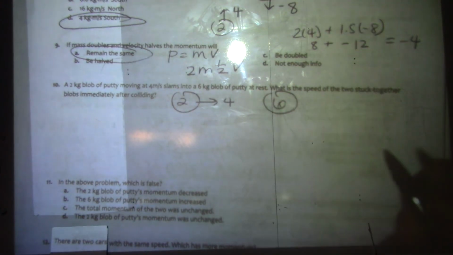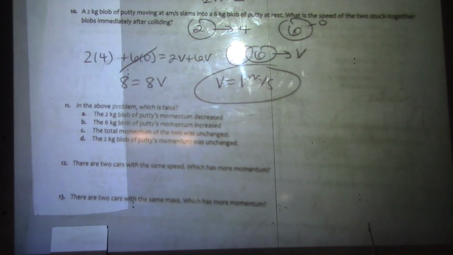A 2 kilogram blob of putty moving at 4 slams into a 6 kilogram at rest. What is the speed of the two stuck together? So I've got 2 times 4, I'm going to make a 0 there, plus 6 times 0 equals 2v and 6v. They both share the same velocity because they're stuck together. That's just 0. 2 times 4 is 8. 2v plus 6v, those add because they are like terms to get 8v. Divide over, you get a velocity of 1 meter per second. And it makes sense, we knew it had to be slower than 4 because we're just picking up more mass and slowing down.